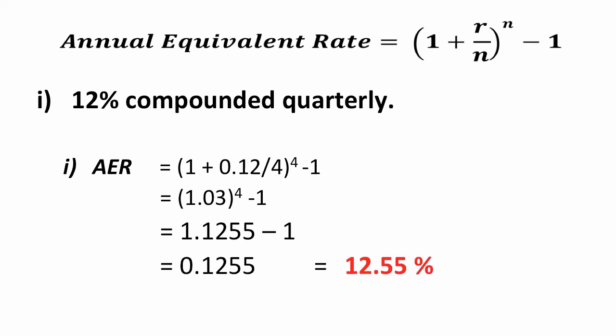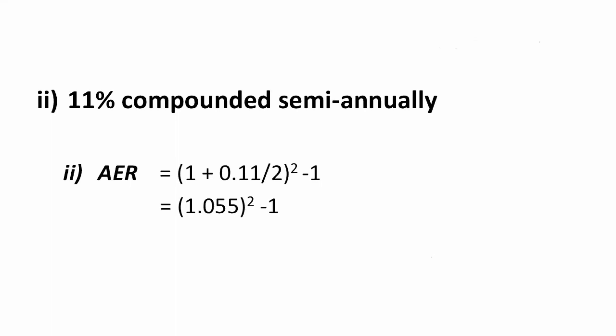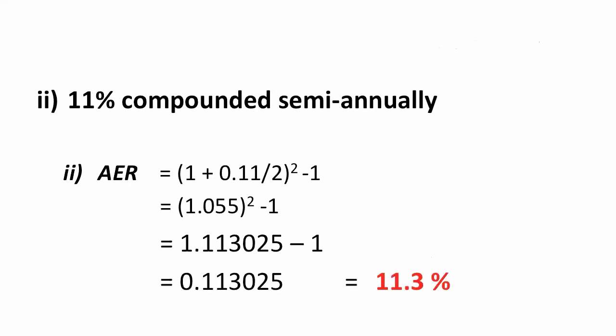And we just repeat this another 2 times for the different rates of interest. So your 11% is compounded semi-annually or twice a year. Again, putting 0.11 in for R and 2 in for N, you will get your 1.055 to the power of 2, subtract your 1, and we will have a slightly higher answer than the 11%, which is here, 11.3.